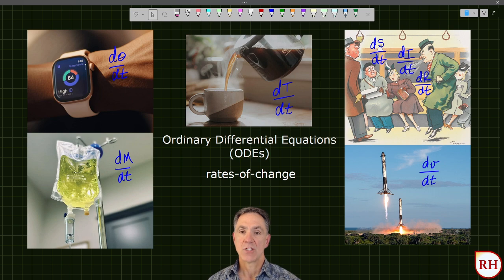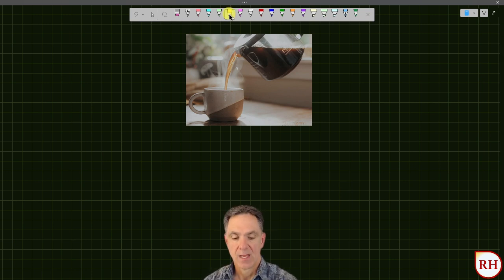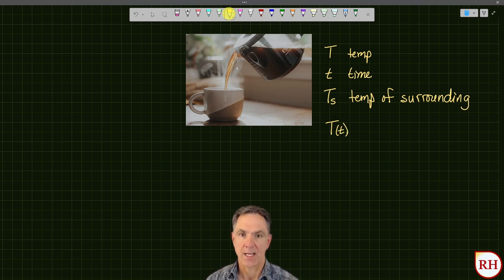What I want to do now is just take a little bit of a deeper look at this example. In this situation, we have a cup of coffee. And we're going to define capital T to be the temperature of the coffee and lowercase t to be the time since we first poured our cup of coffee, and then T sub S, which is the temperature of the surroundings. What we're going to do is take a look at how we understand what the temperature is going to be as a function of time. That's the function that we're interested in finding.